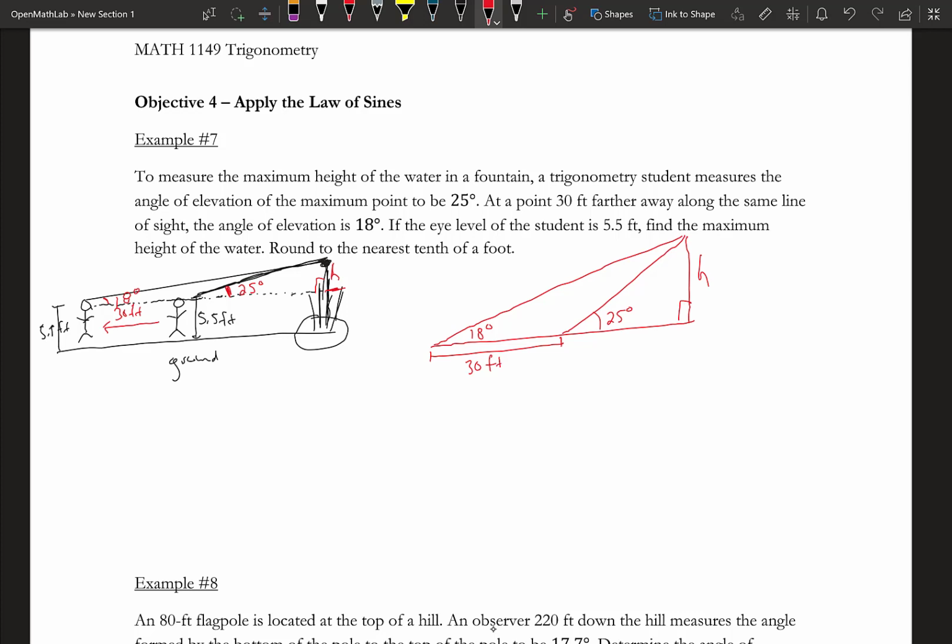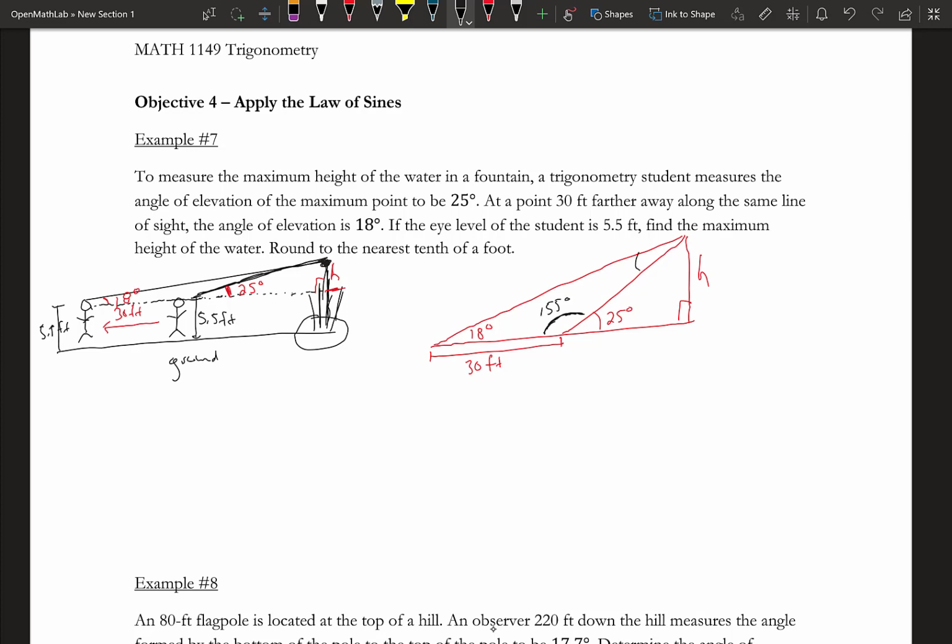I think that's all we know so far, right? So I can fill in some more parts. I can find this angle pretty easily, because notice 25 degrees and that angle are supplementary angles. They make a straight angle. So if I take 180 minus 25, that gives me the part I marked in black, which would be 155 degrees.